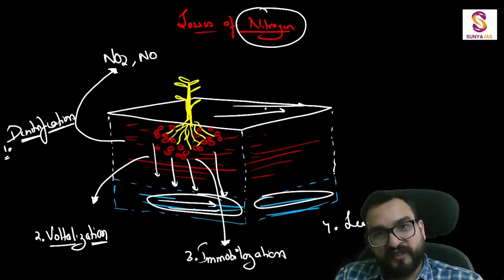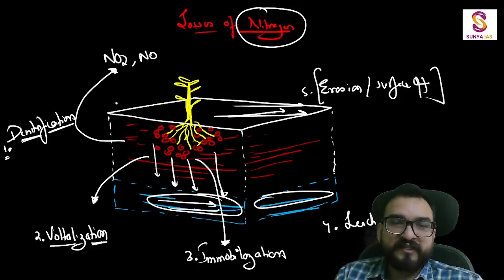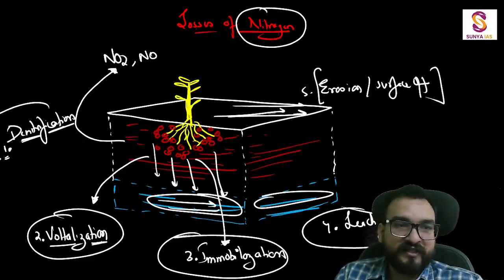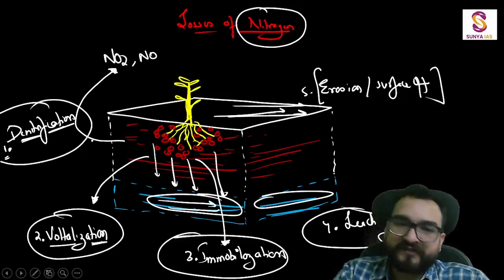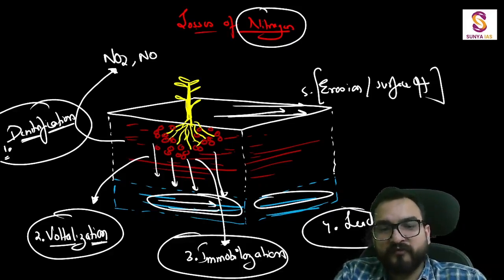Fifth, you will be seeing the surface runoff. Sometimes it will be runoff from the surface, erosion will be happening. So fifth, erosion, surface runoff. So these are the most important ways in which nitrogen is getting lost: volatilization, immobilization, leaching, denitrification. These are the most important ways, and this we have to understand a little bit. Right? We will go into a depth of it.